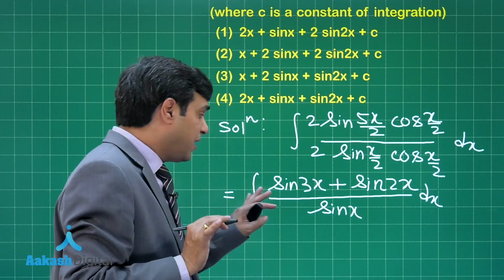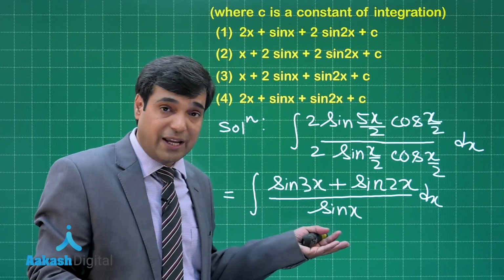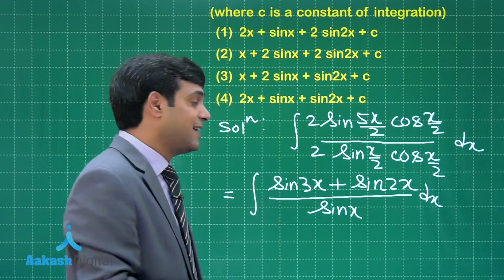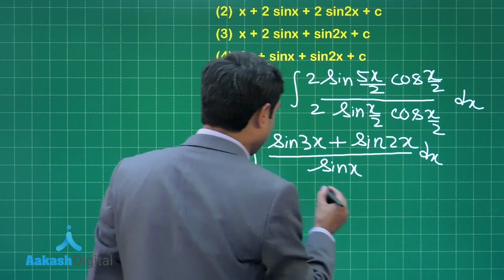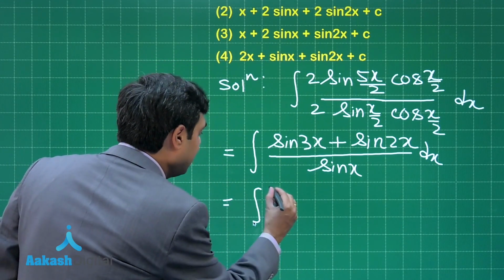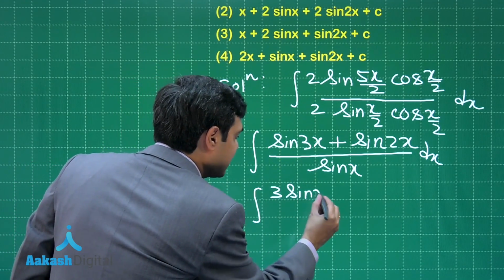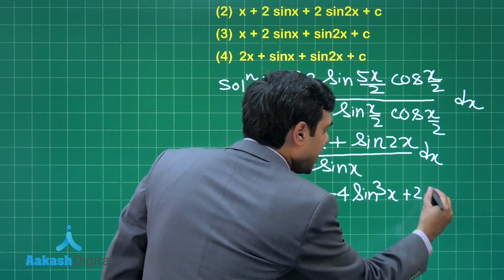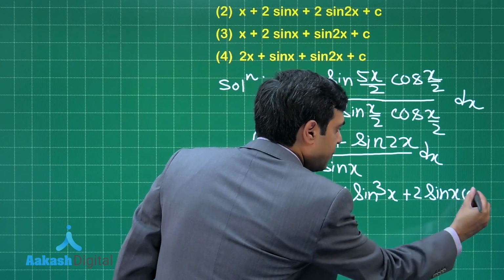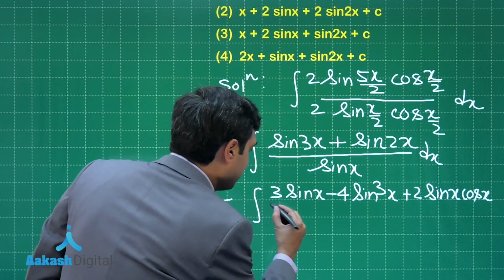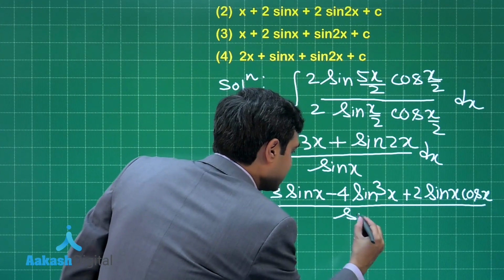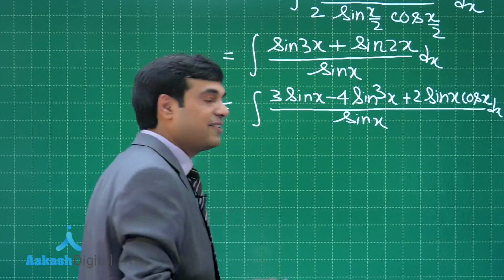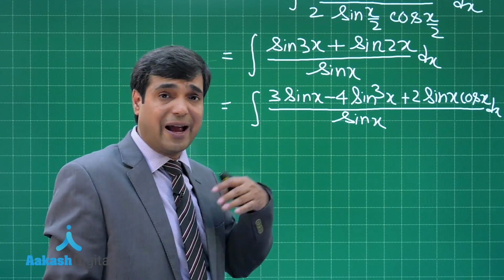Now, in numerator we can expand sine 3x in terms of sine x. We can also expand sine 2x. We can take sine x common, which will cancel sine x of the denominator. So here we get integral of 3 sine x minus 4 sine cube x plus 2 sine x cos x, divided by sine x, multiplied with dx. So this is the result. Take sine x common, cancel it and integrate.